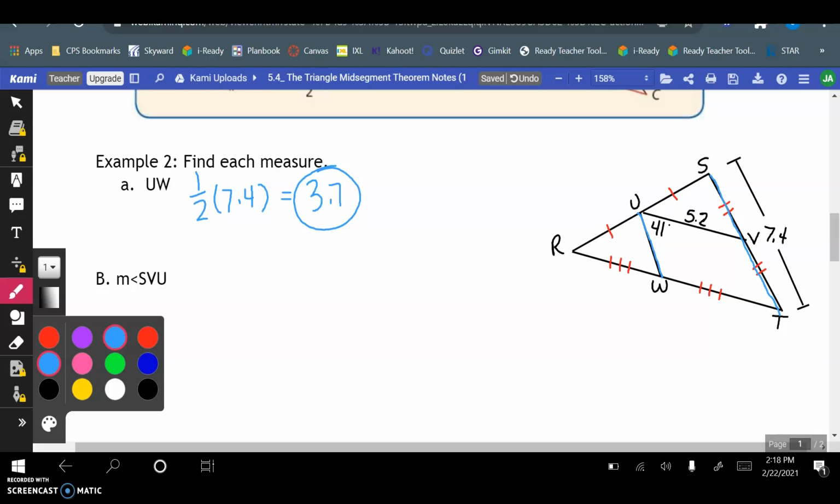Then we also have to find the measure of angle SVU. So SVU is right here. If you notice over here, angle WUV is labeled 41 degrees. So this one right here, those are alternate interior angles. They're on the opposite sides of that transversal, so they are the exact same measurement. So the measure of angle SVU is 41 degrees.